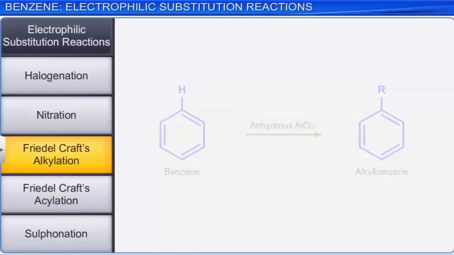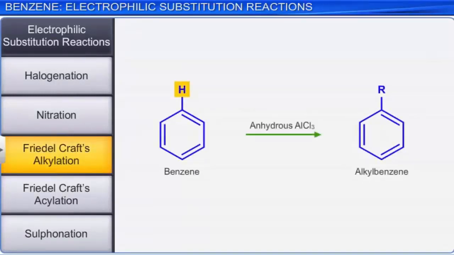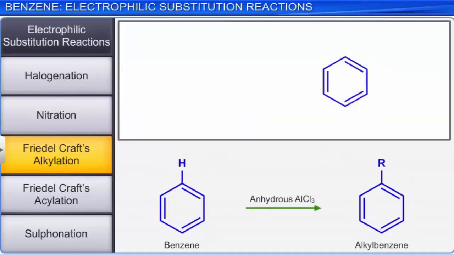Now let's look at Friedel-Crafts alkylation reaction. When the hydrogen atom in a benzene ring is replaced by the alkyl group, it is known as alkylation reaction. When benzene is treated with alkyl halide in the presence of anhydrous aluminium chloride, it forms alkyl benzene. This reaction is known as the Friedel-Crafts alkylation.